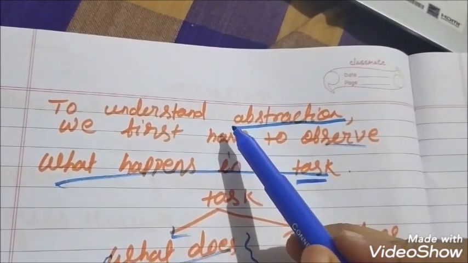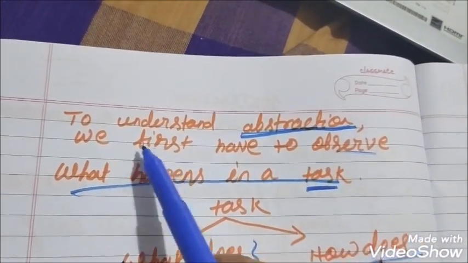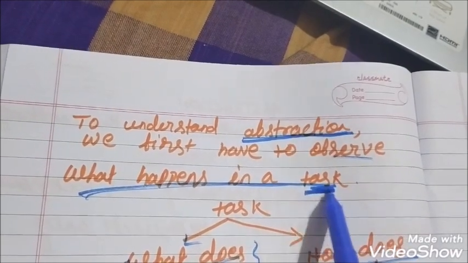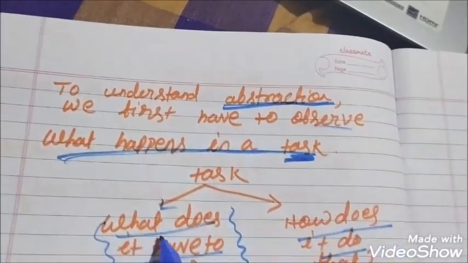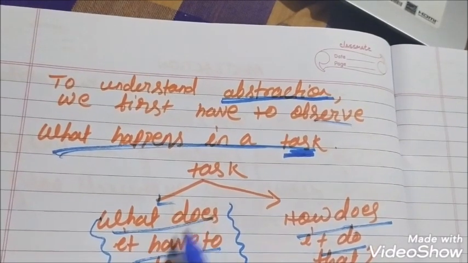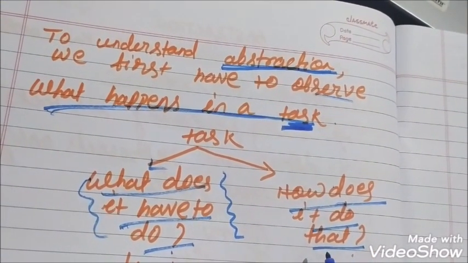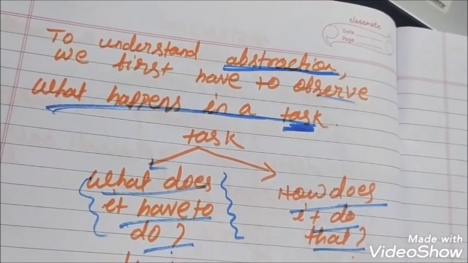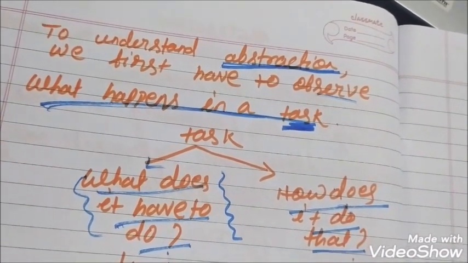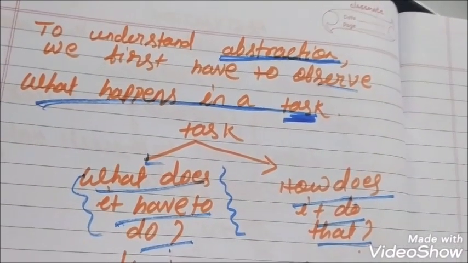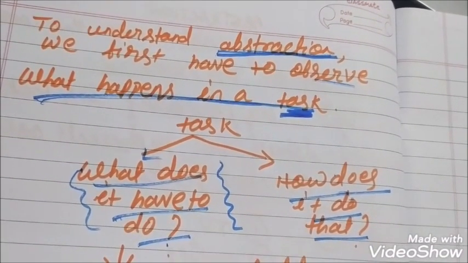To understand more about abstraction, we first have to observe what happens in a task. Okay. So the task has two divisions. What does it have to do, and how does it do that? Okay. Now, what does it have to do? That means what result it produces, and how that result has to be produced. Okay.